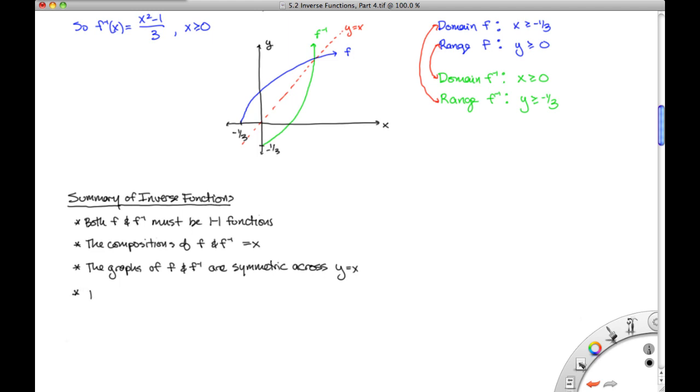And lastly, we know that the domain of f is equal to the range of f inverse, and the range of f is equal to the domain of f inverse.